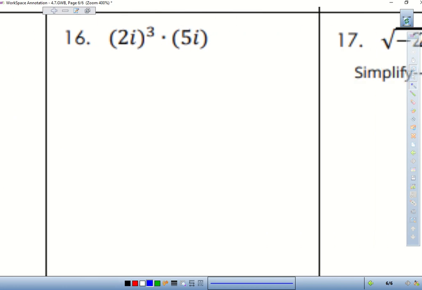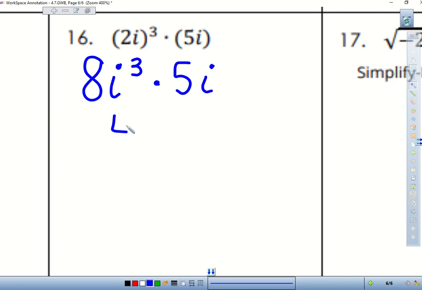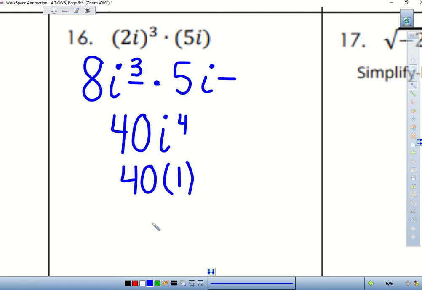Alright, moving on. What is 2 to the 3rd power? 8. That's going to be i cubed, right? Because we have to cube the i as well. Times 5i. What is 5 times 8? 40. And then it's going to be i to the 4th. What is i to the 4th again? 1. So the final answer is what? 40.